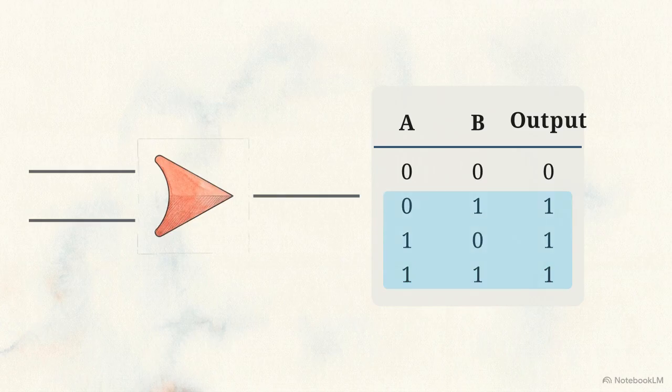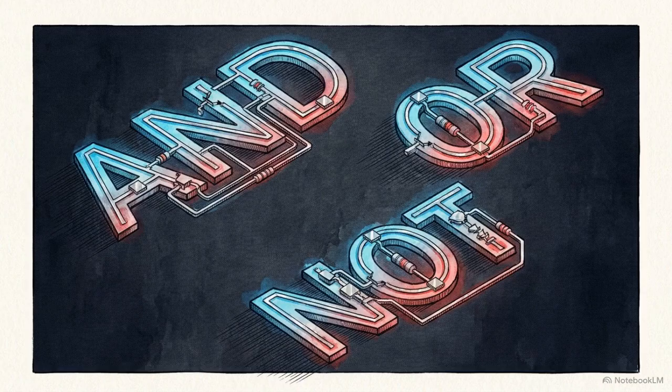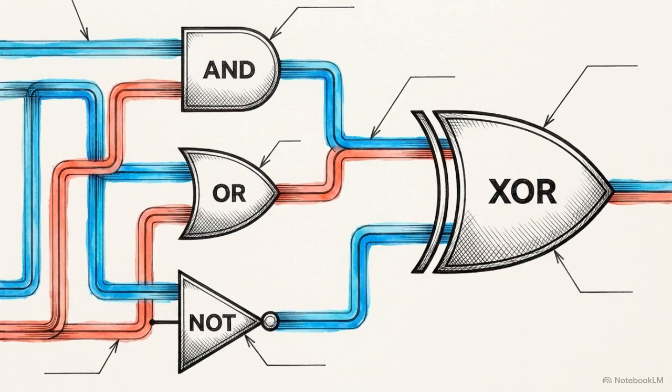Conversely, the OR gate outputs a 1 if at least one input is a 1. Finally, the NOT gate simply reverses whatever signal comes in. By passing voltages through these specific physical structures, we create the complete fundamental alphabet of all digital electronics. Once you have the basic alphabet, you can build more complex rules.